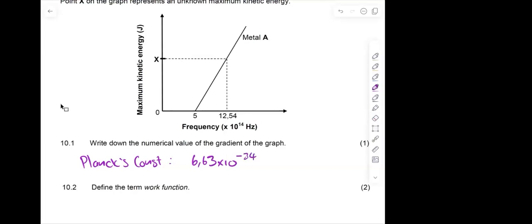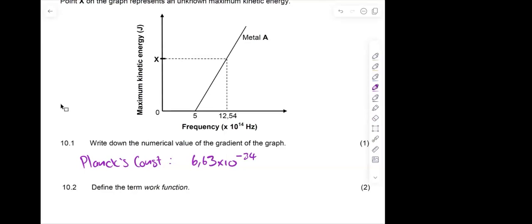There's our numerical value. It's going to be 6,63 times 10 to the power of negative 34. Thanks, Rafida. Thanks, Kitumetse, as well for putting that one in the chat.